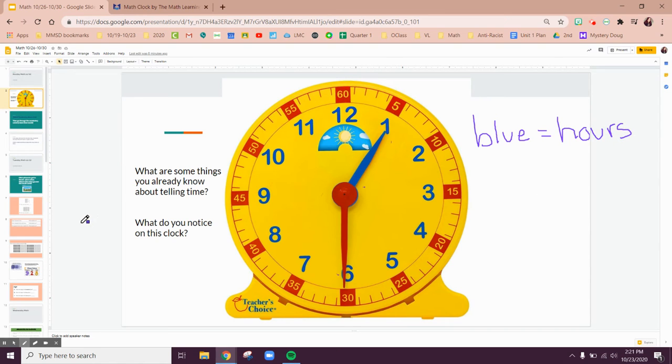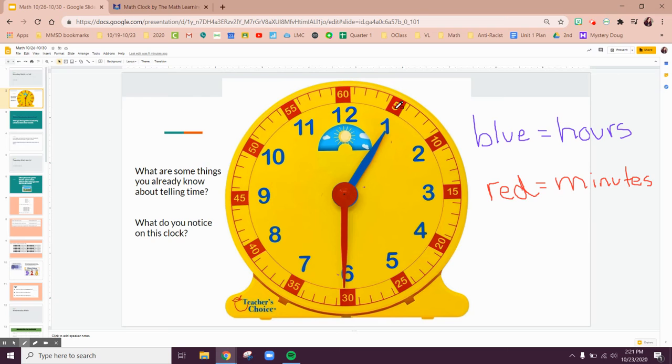Now I notice that there are red numbers. What do the red numbers represent? Think about that. What do you think? What do the red numbers represent? I hope you guessed minutes. The red represents minutes.